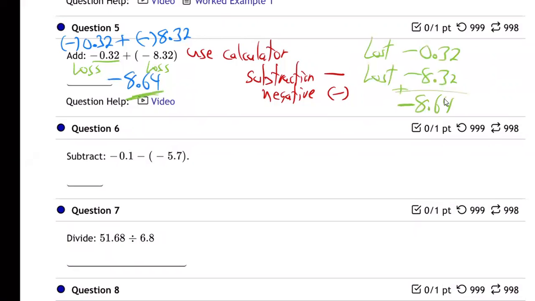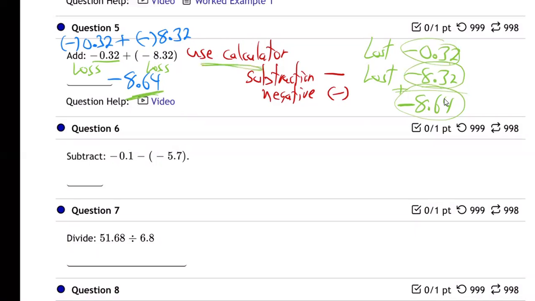See what your calculator is doing there? A loss and a loss is a big old loss, right? If you lost money and lost money, you'd add that up to be a big old loss. You actually add those. But your calculator will handle it straight. Let's do the next one.